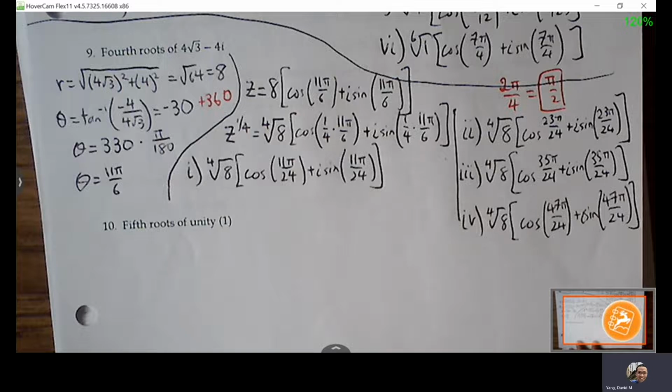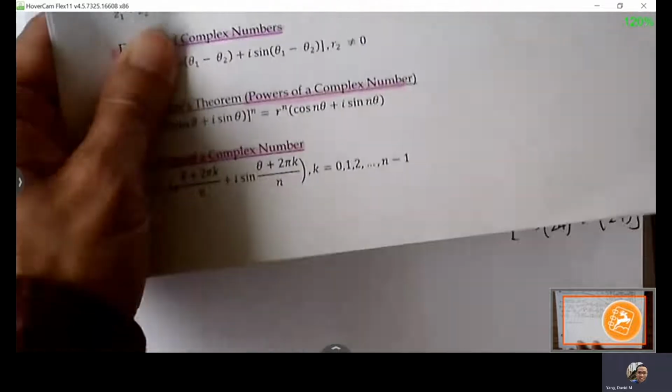Okay, let's look at number 10. We'll work through it step by step. Let's look at the 1/4. So we know this is a 4th root. 4th root means that you want to raise it to the 1 over n. So here's the formula we're using.